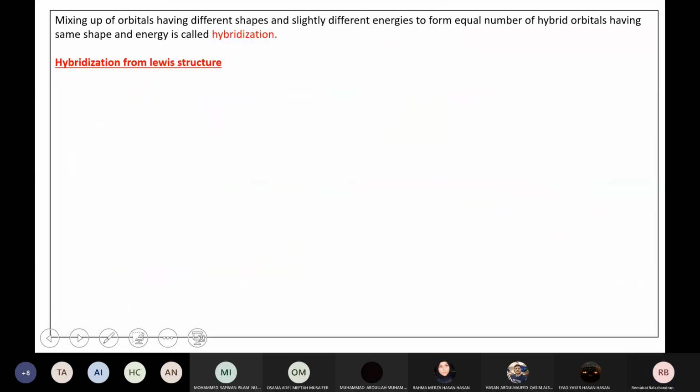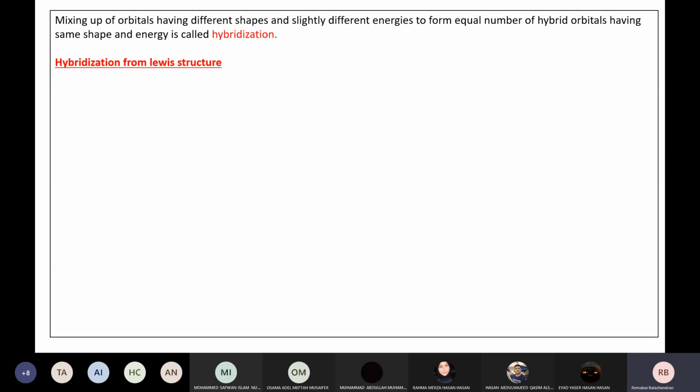Now there is something called hybridization. Do you remember? Hybridization. I'll give you examples, then you will be able to remember: sp, sp2, sp3, sp3d, sp3d2. Do you remember now? Anyway, leave that. I'll tell you the meaning, and later on you will get it.